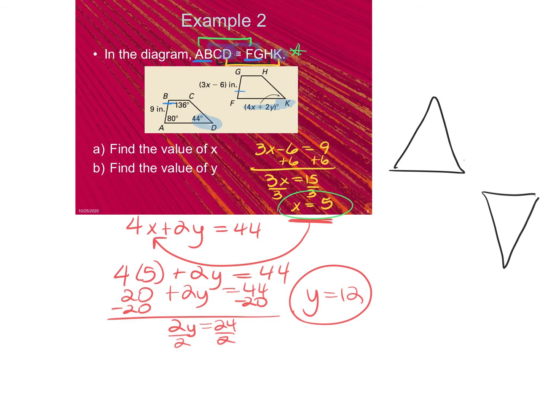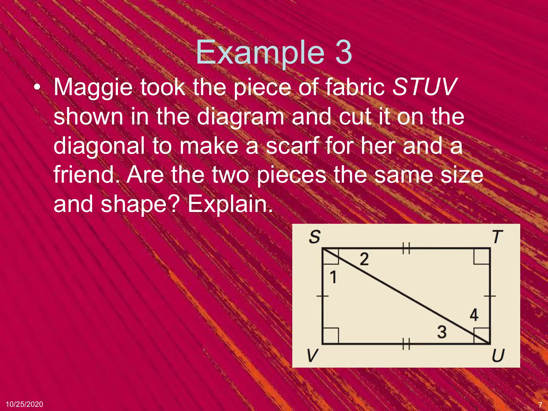Let's look at example 3. So for example 3, it's a word problem. And they're saying Maggie took a piece of fabric and this rectangle is STUV, shown in the diagram, and cut it on the diagonal to make a scarf for her and a friend. Are the two pieces the same size and shape?